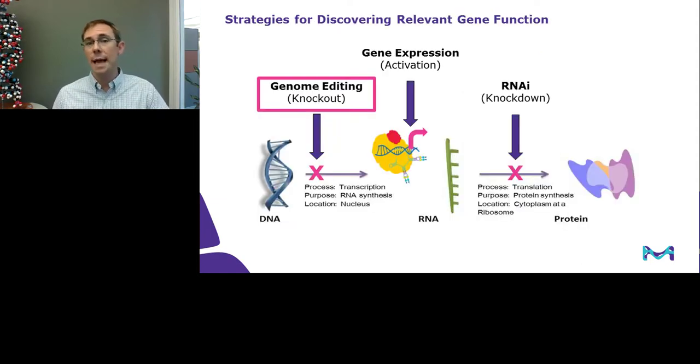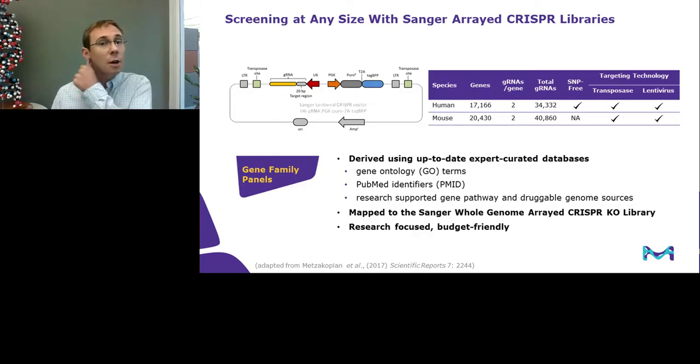So what do some of these libraries look like? The first category contains knockout gene editing tools, and we offer both arrayed and pooled library approaches. The Sanger Arrayed CRISPR library, made in conjunction with the Wellcome Trust Sanger Center, contains CRISPR guide RNAs for over 17,000 genes with 2 individually arrayed guides for each gene.